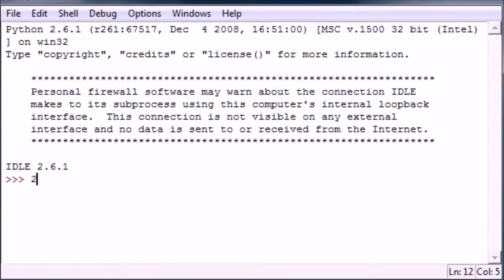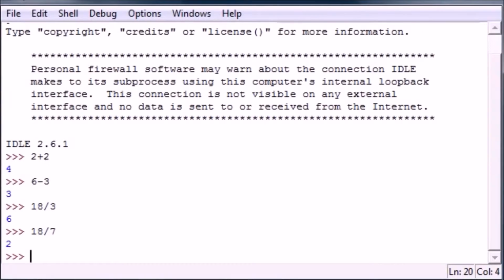So do something like 2 plus 2. It will give you an answer. You can also subtract, 6 minus 3. It'll give you an answer. Now you can do all these simple things, and another thing you can do besides multiplication is simple division. So go ahead and you can do integer division, 18 divided by 3, like that. But what if you try integer division with numbers that don't divide evenly, like 18 over 7? Now this is 2 point something, but once you do that, it just gives you 2.